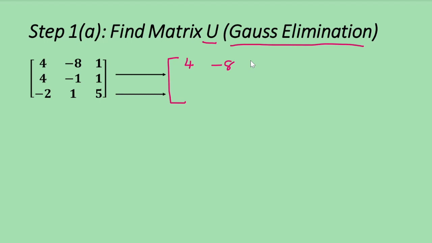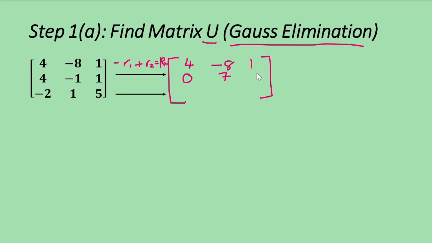And in the second row, the value 4 needs to be 0. And how do we get 0? We take the negative of a21 divided by a11, which is negative 1, multiply with the first row plus the second row. And this gives us the new row 2. So the new row 2 would be negative 4 plus 4, which is 0, 8 minus 1, 7, negative 1 plus 1, 0.